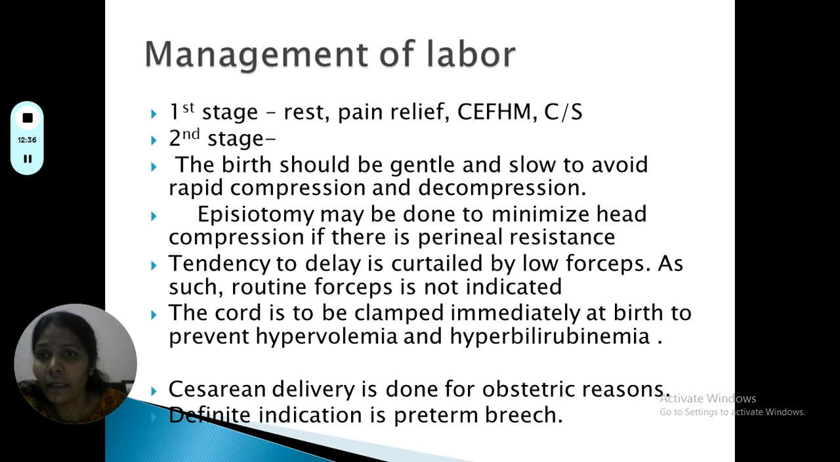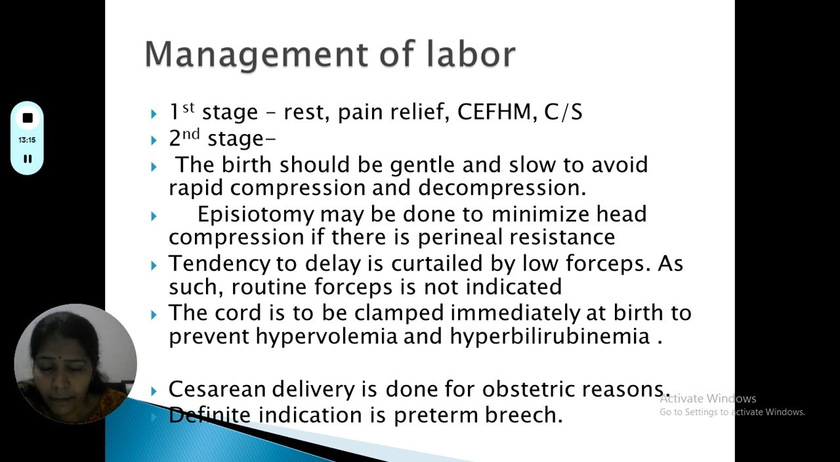And in the second stage, the birth should be gentle and slow to avoid rapid compression and decompression of the fetal head, which can lead to intraventricular hemorrhage. Episiotomy may be given to minimize head compression if there is severe perineal resistance, and tendency to delay is curtailed by low forceps. But as such, routine forceps is not indicated. Less than 34 weeks of gestation, vacuum delivery where the vacuum cup is used is also contraindicated.